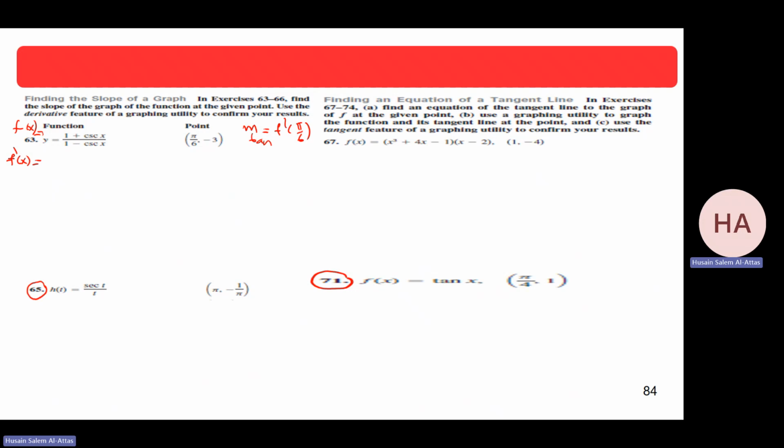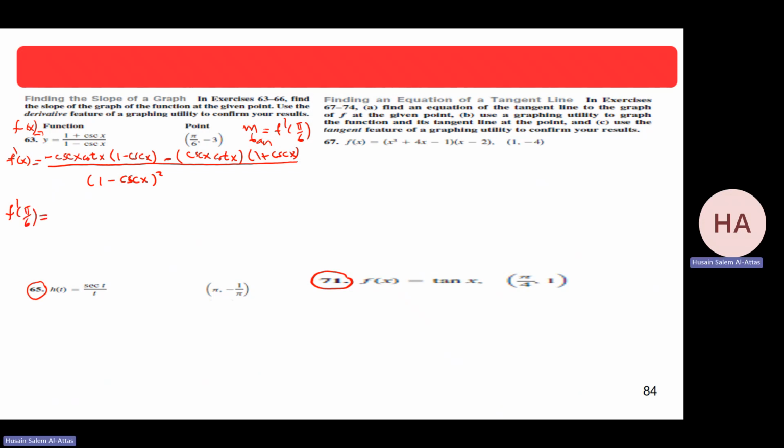I have the quotient rule. So the derivative of the numerator, which is what? The derivative of cosecant is minus cosecant cotan, times the denominator, minus the derivative of the denominator, which is minus cosecant, which is cosecant cotan, times the numerator, over the denominator square.